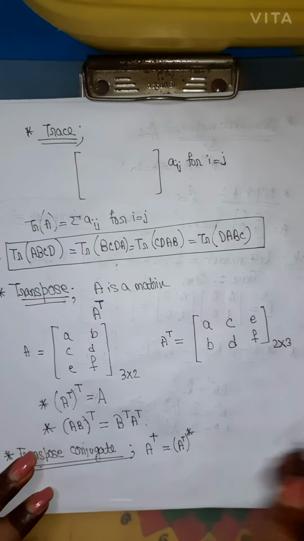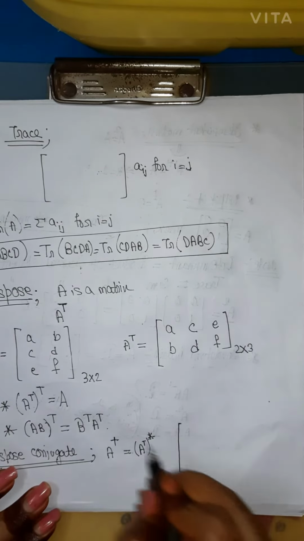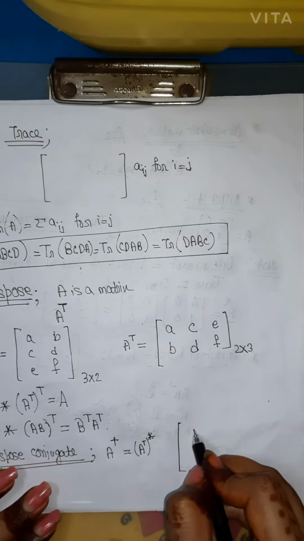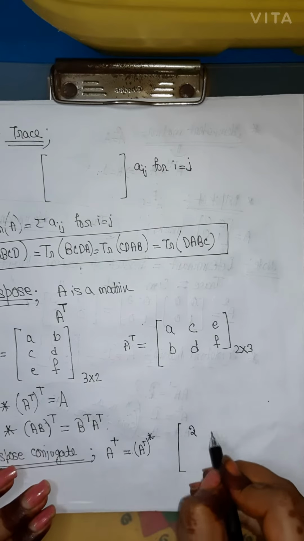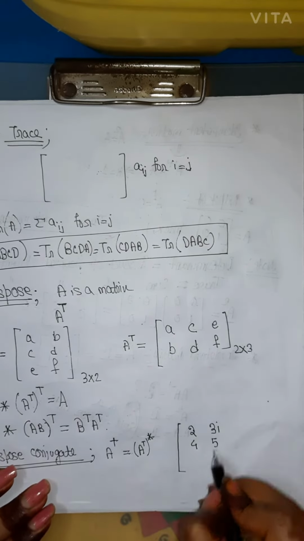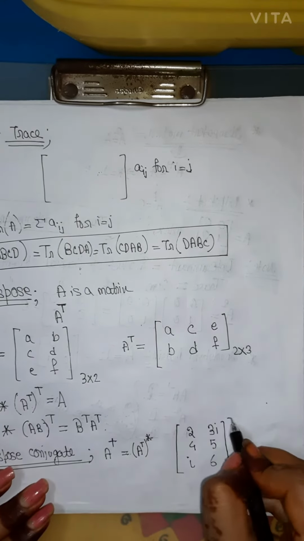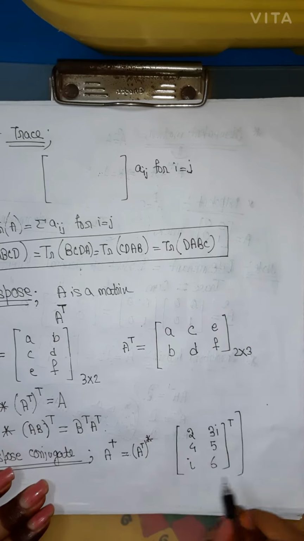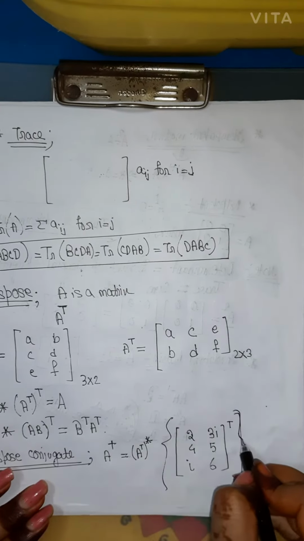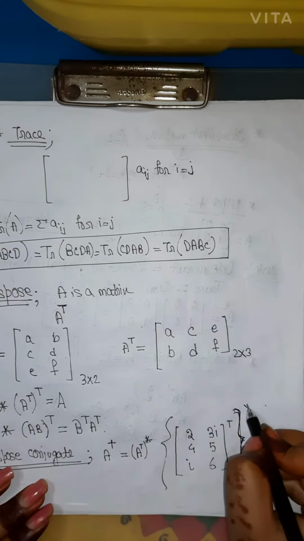Let us say the conjugate of a real number is the real number only, but let us say we give some numbers: 2, 3i, 4, 5, i, 6. First we have to do the transpose, and then we will not give square brackets, it will be confusing. Then we will do the conjugate.